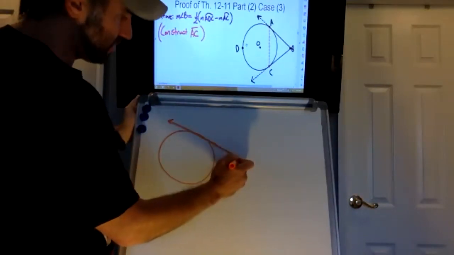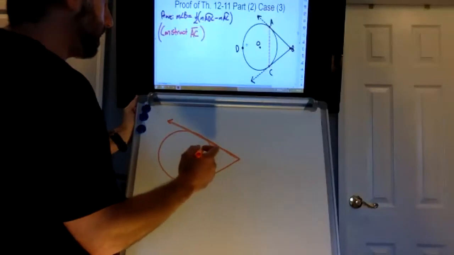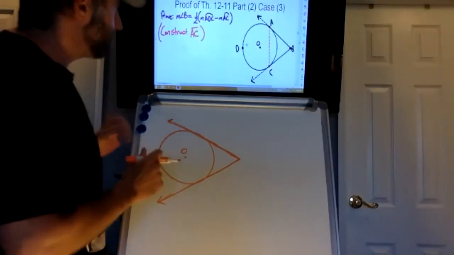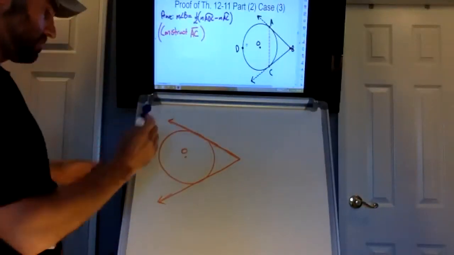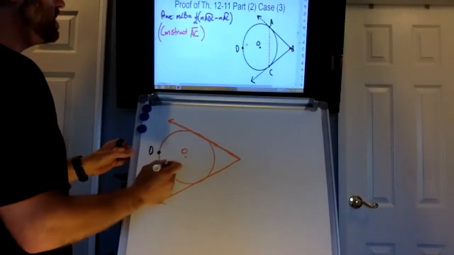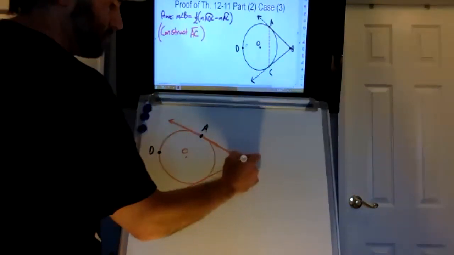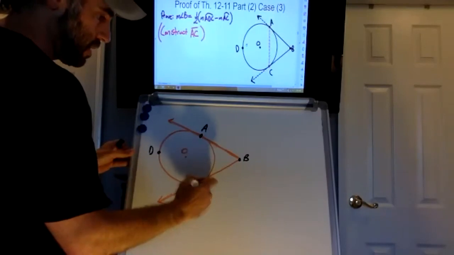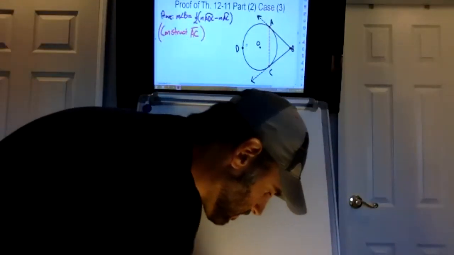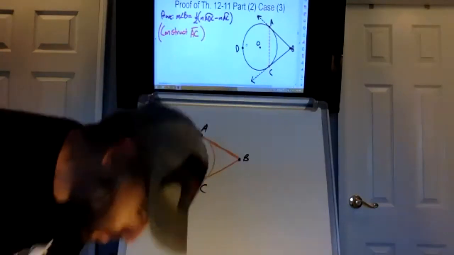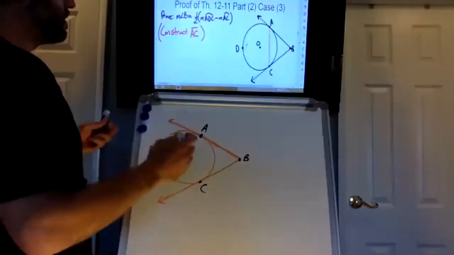Okay, and then let's do another tangent. And then circle O, David's favorite. D, point of tangency A, B, C. We have auxiliary segment AC.